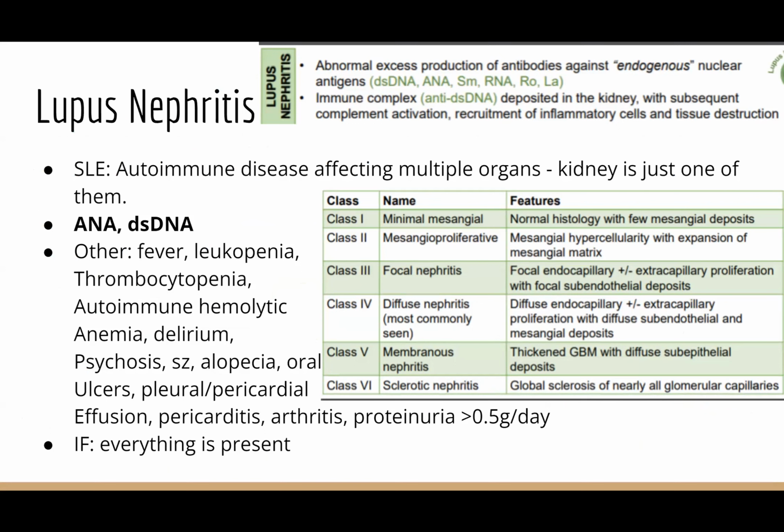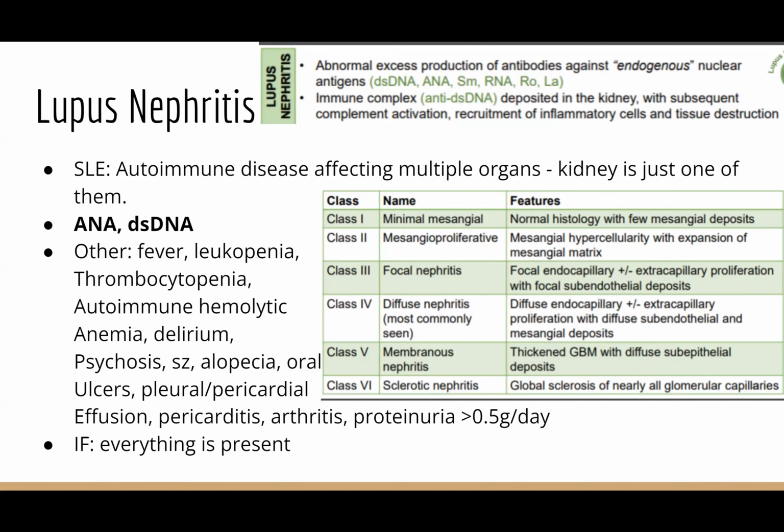I made a point to point out the ANA and double-stranded DNA. These are serum markers that you can look for to say, yes, this is lupus nephritis. A person comes in with kidney problems and you don't know why they're having them. This confirms that it's due to lupus. Other things, just look for symptoms of lupus: fever, leukopenia, thrombocytopenia, all of these things. SZ is seizure. But just look for a presentation of lupus.